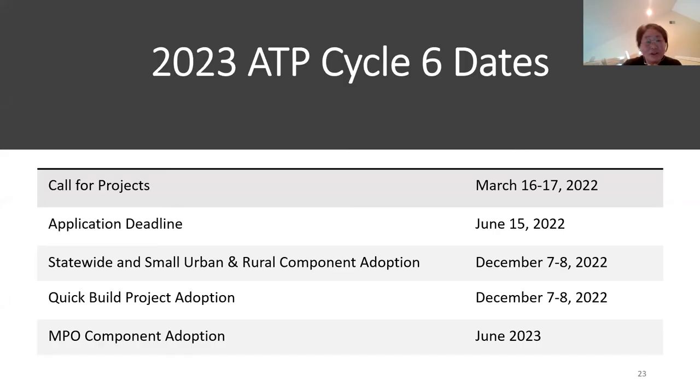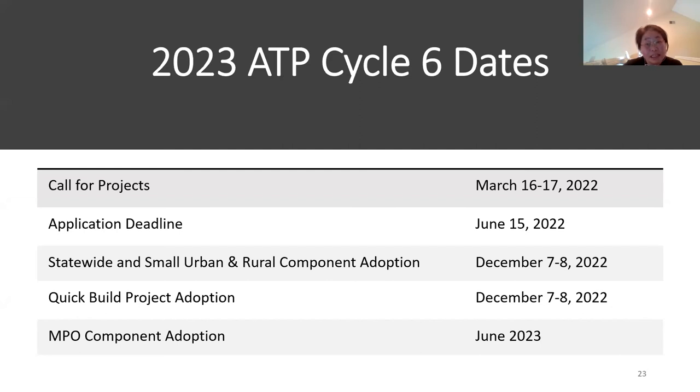Here are the important dates for ATP Cycle 6. At March CTC meeting, the new ATP guidelines and fund estimate were adopted. And CTC has sent out the call for project last Friday, the date right after the March CTC meeting. And now the application form and the related materials are posted on the website. Please check out. The application is due on June 15th this year.